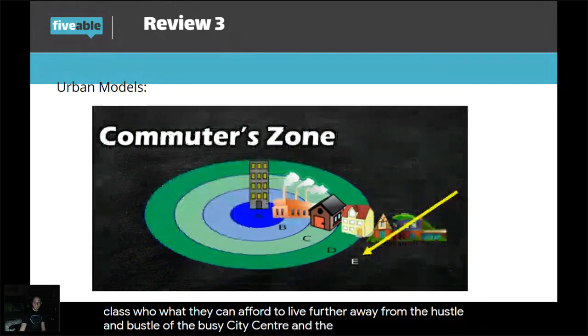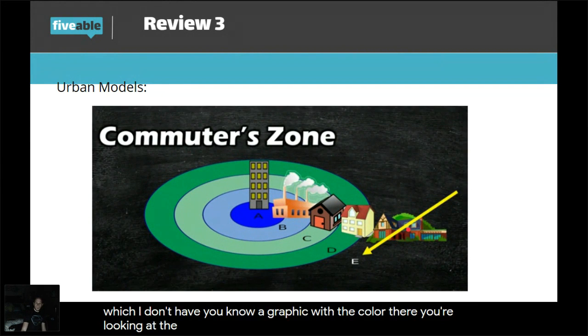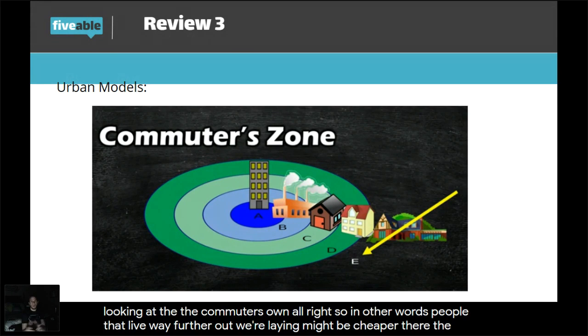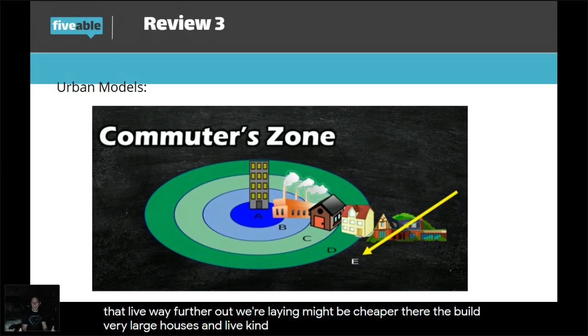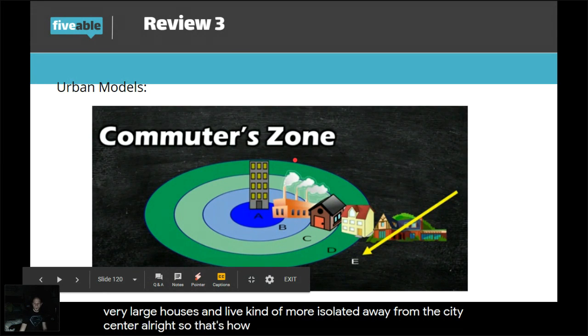And then eventually, on the outside, which I don't have a graphic with the color there, you're looking at the commuter zone. All right, so in other words, people that live way further out where land might be cheaper, they're able to build very large houses and live kind of more isolated away from the city center. All right, so that's how Burgess looks at it, and he applied this model to Chicago.